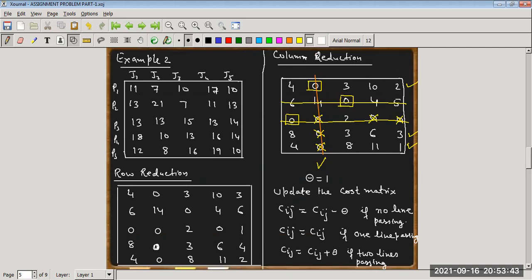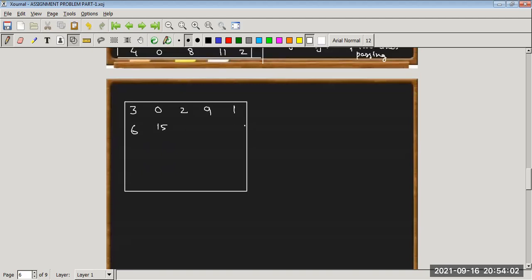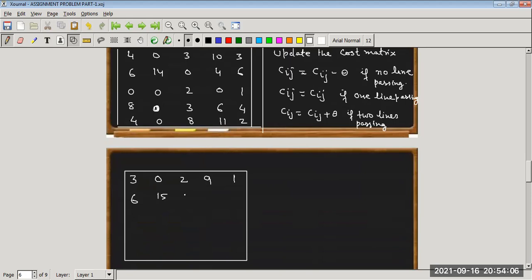Now in place of 11, no, it is not 11, it is 14. So what is happening with 14? 2 lines are passing through it. One is yellow and one is orange, so it becomes a plus sign. When 2 lines pass through a number, we add that theta to this number. So 14 plus 1, it becomes 15. And 0 4 5 remains the same because one line is passing through it.